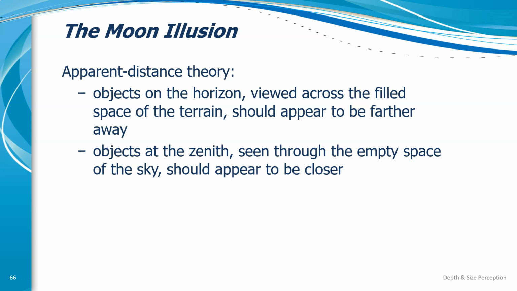Again, when it's at the horizon, you can see that the moon is behind this building, and that's a big building, and it's behind clouds. When it's at the zenith, what can you compare the moon to except clouds? Maybe, kind of, sort of. So, according to apparent distance theory, the moon at the zenith should appear to be closer.